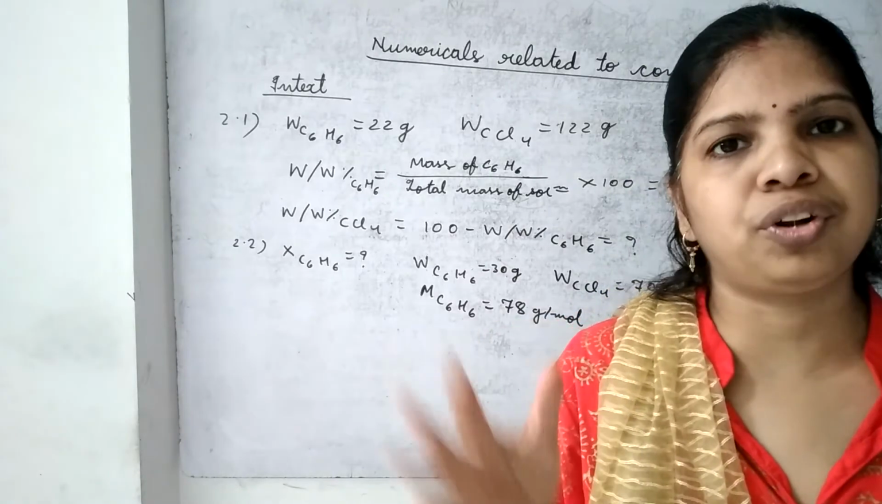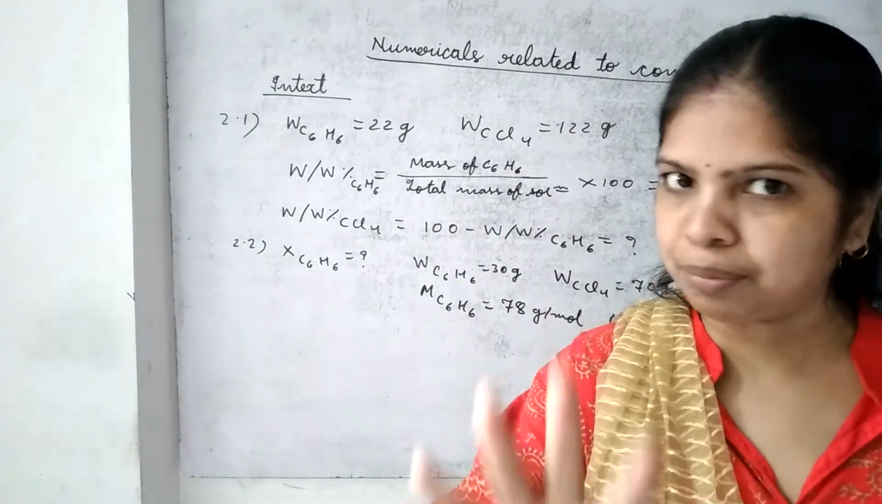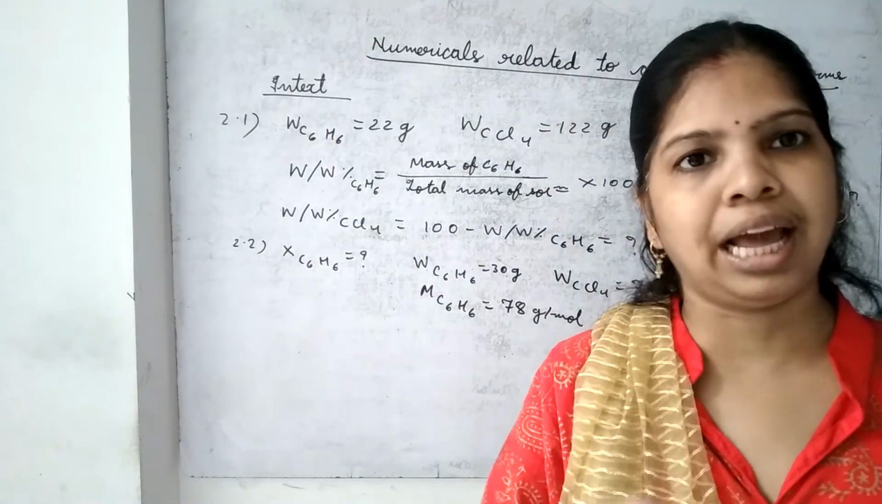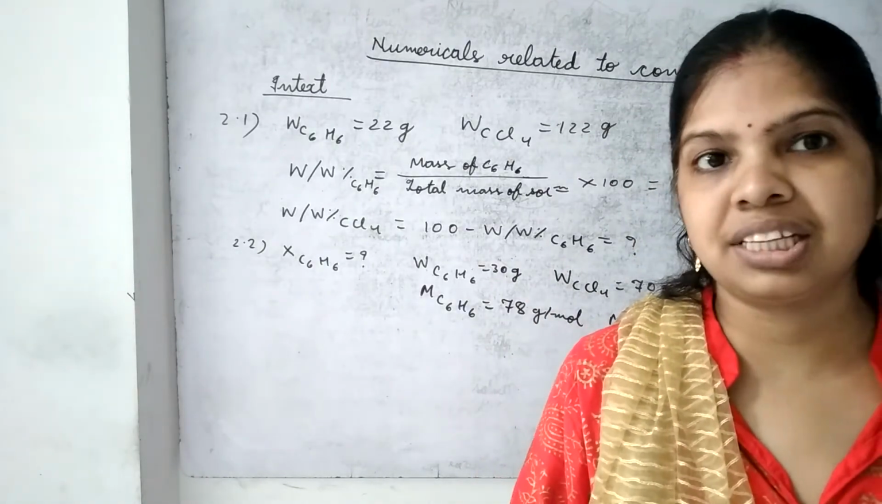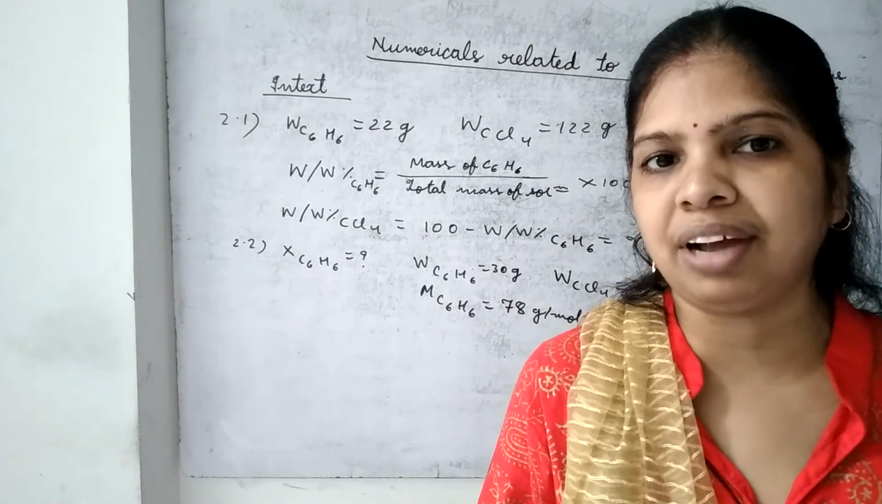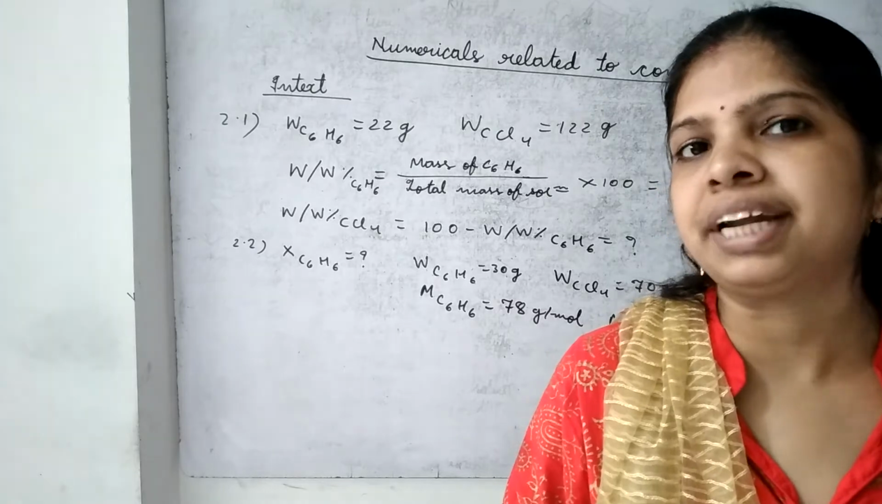And one trick also I am giving: don't do any calculation in between in any numerical. First of all, write the formula, then put all the values, and after that do the calculation. It will be easier to find the answer. If in between we get decimal values, then the calculation will be time-consuming.